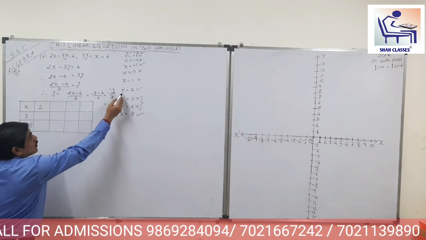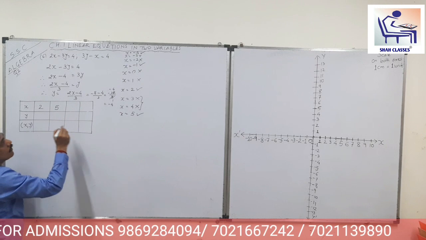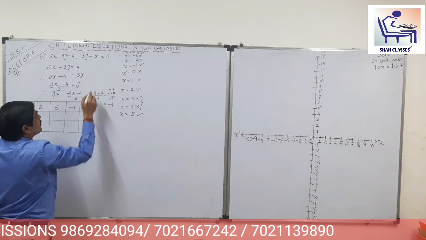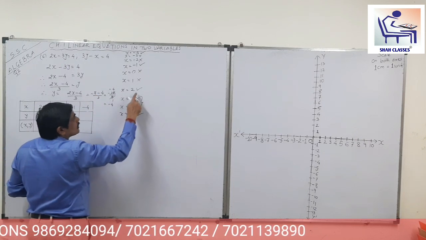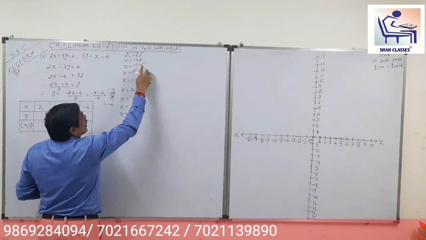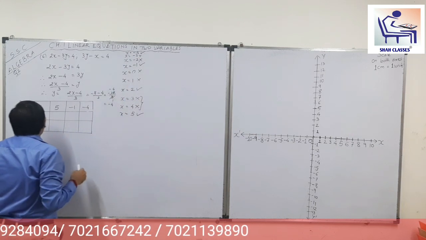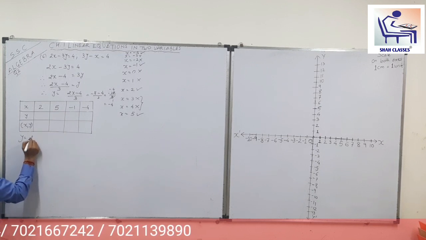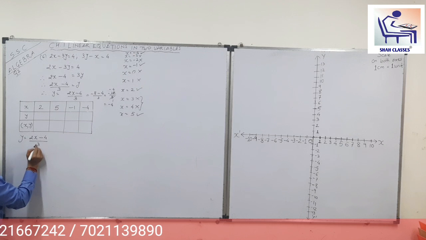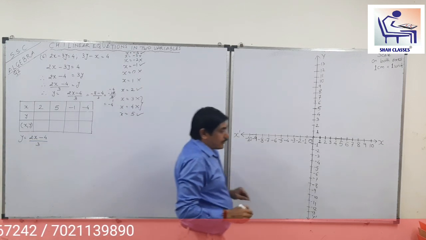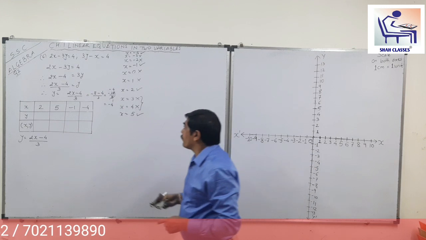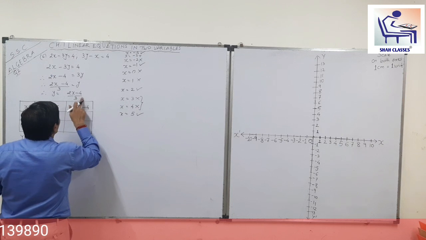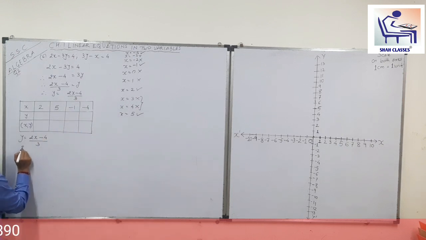First value is 2, your second value is 5, third value, okay, we are taking this minus 1 and fourth value as minus 4. So I have taken this 1, 2, then 3 and 4. Now we will find the value of y from these 4 points. y is equal to 2x minus 4 upon 3. Okay, so we have to focus on this equation.